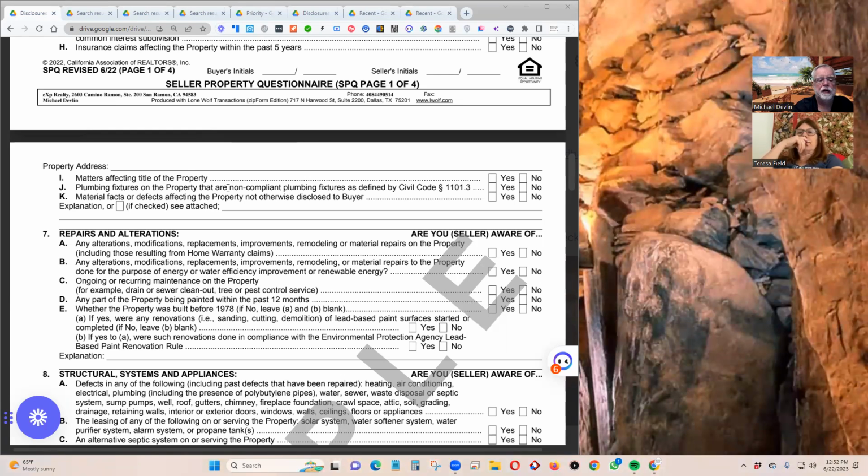Material facts or defects affecting the property not otherwise disclosed. This is like a free throw. Is that correct? Anyhow, it's anything else you can think of.